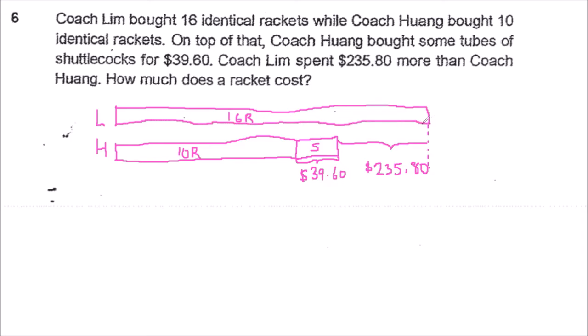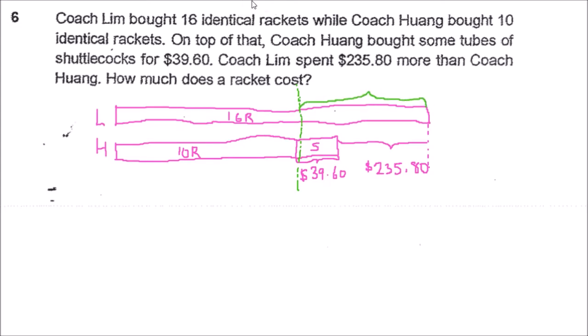Okay, let me just draw this back. Okay. So if you can see, if I were to draw a line here, you can see this is the difference, right? What is this? Can you see that this is actually 16 minus 10. Okay, then you will get this difference here. So this difference here is going to be 16 rackets minus 10 rackets, that will give us 6 rackets.